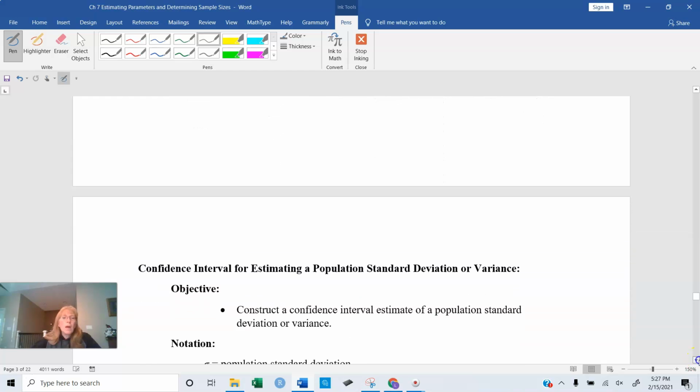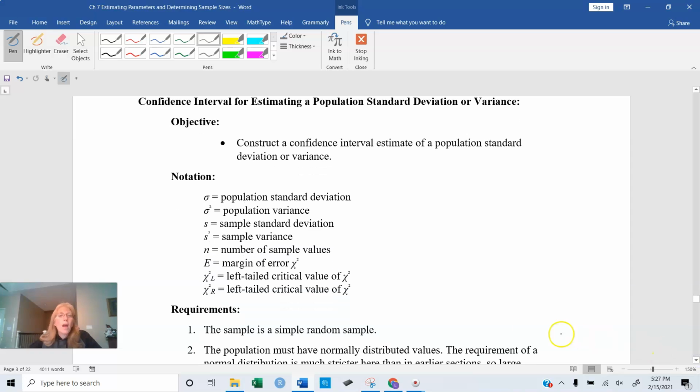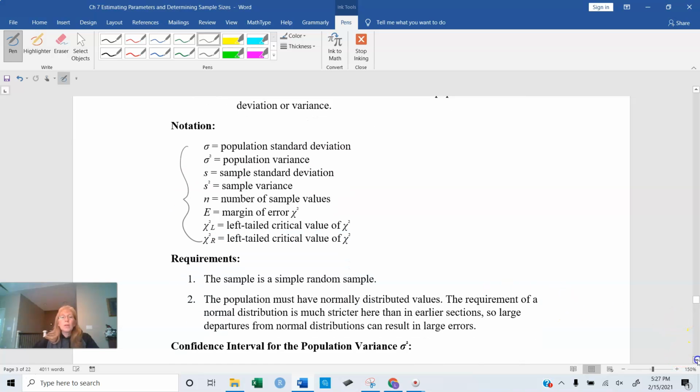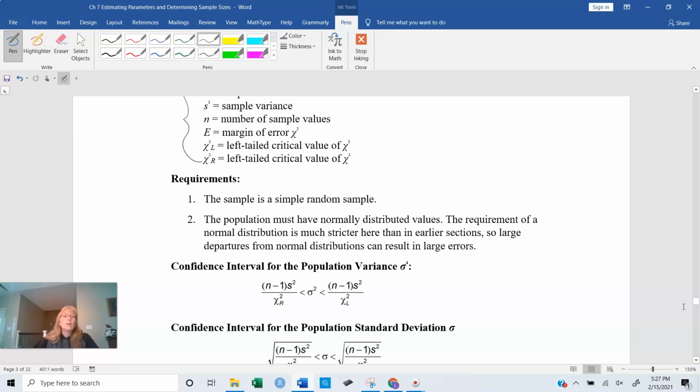All right, now that we know how to find our chi-squared critical values, we have to find everything else, our intervals, right? All right, same thing stays here. None of our notation is changed. Okay, but now we have to construct that interval. This time requirements are ridiculously important.